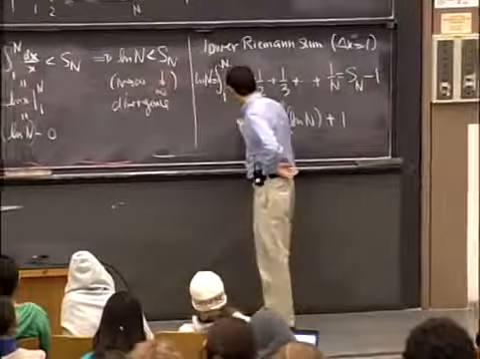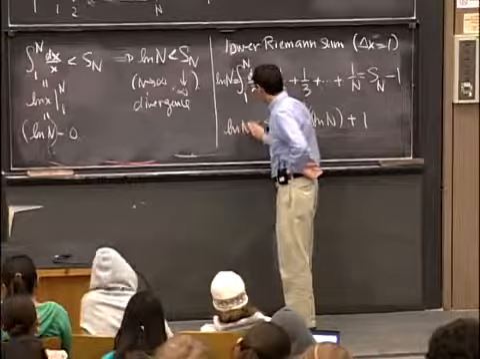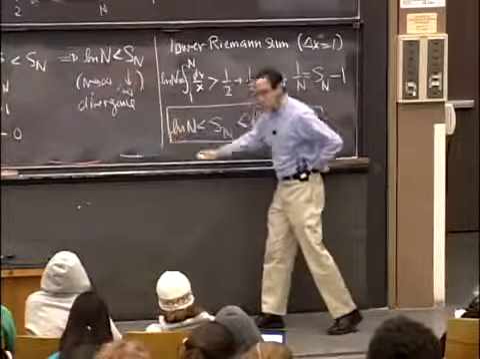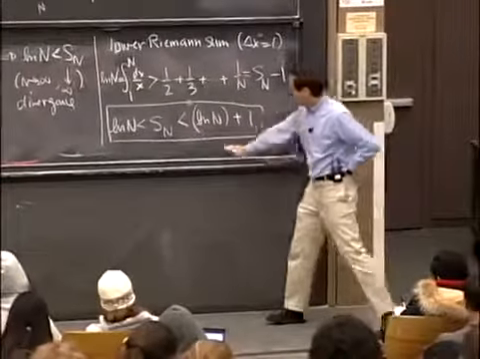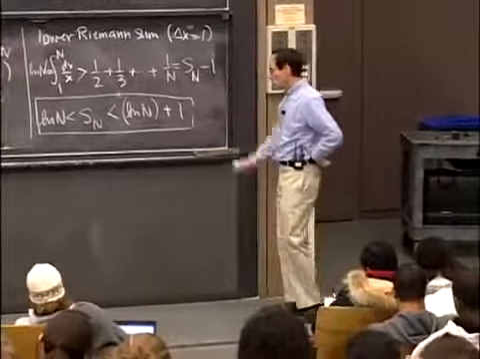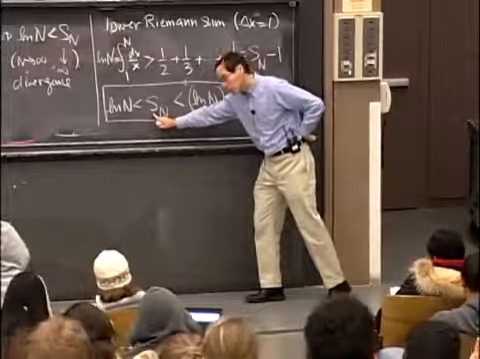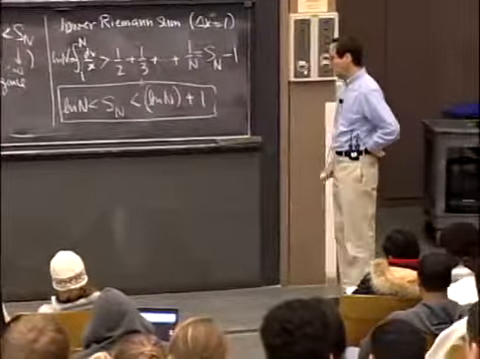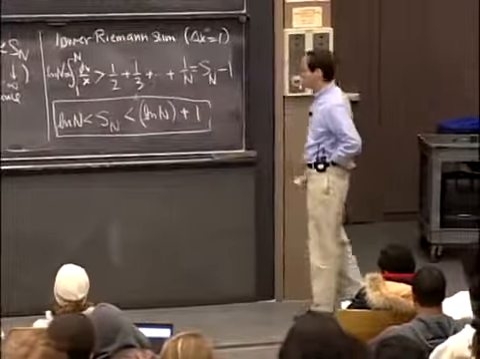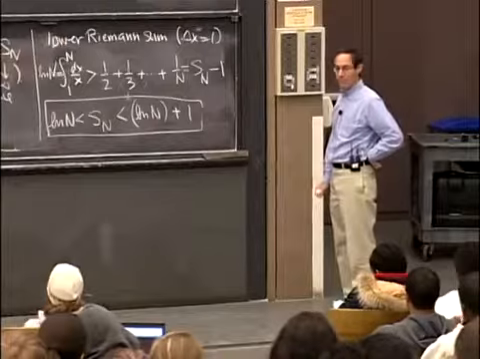Here I have the lower bound, so I'm going to combine those together. So all told, I have this correspondence here. That is, the size of Sn, which is relatively hard to calculate and understand exactly, is trapped between log n and log n plus 1.